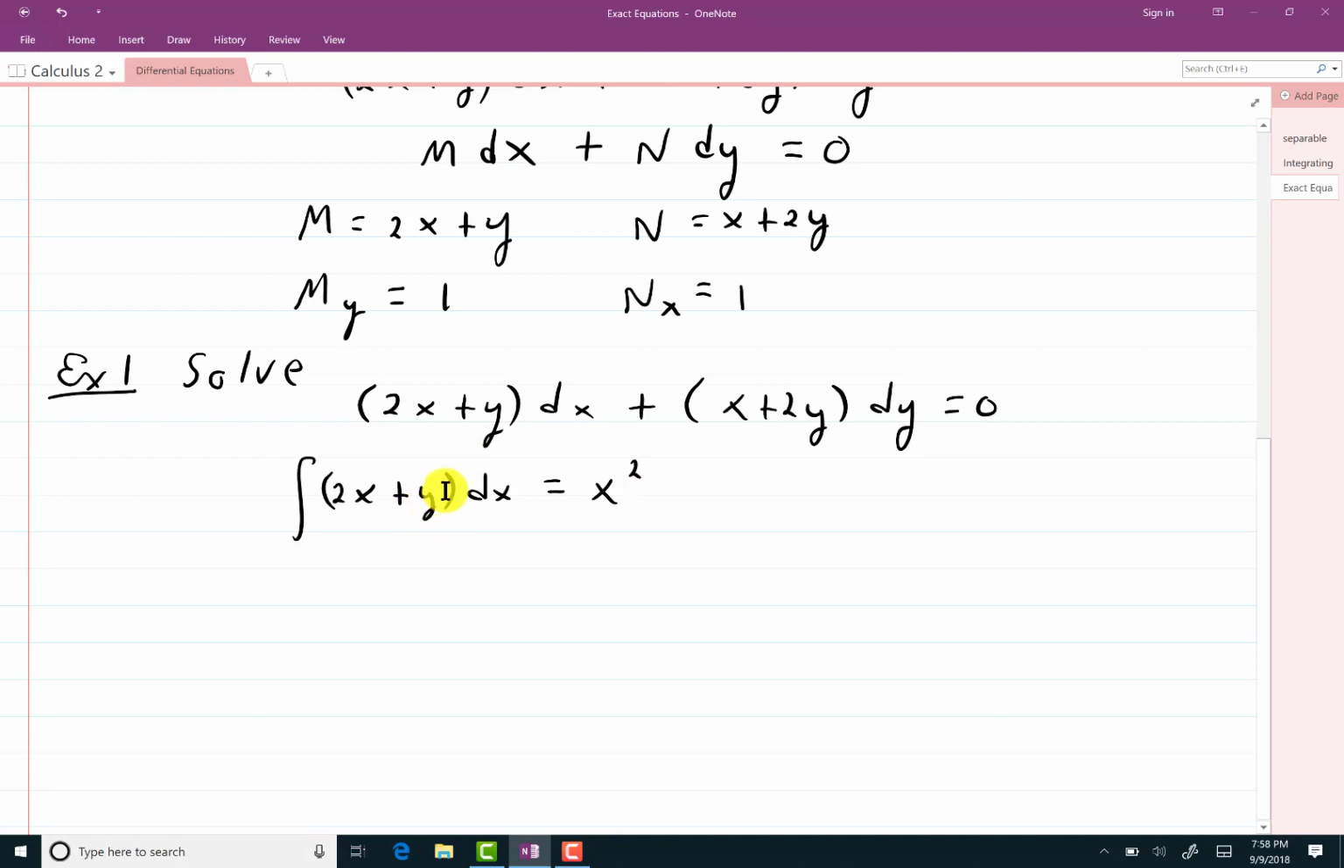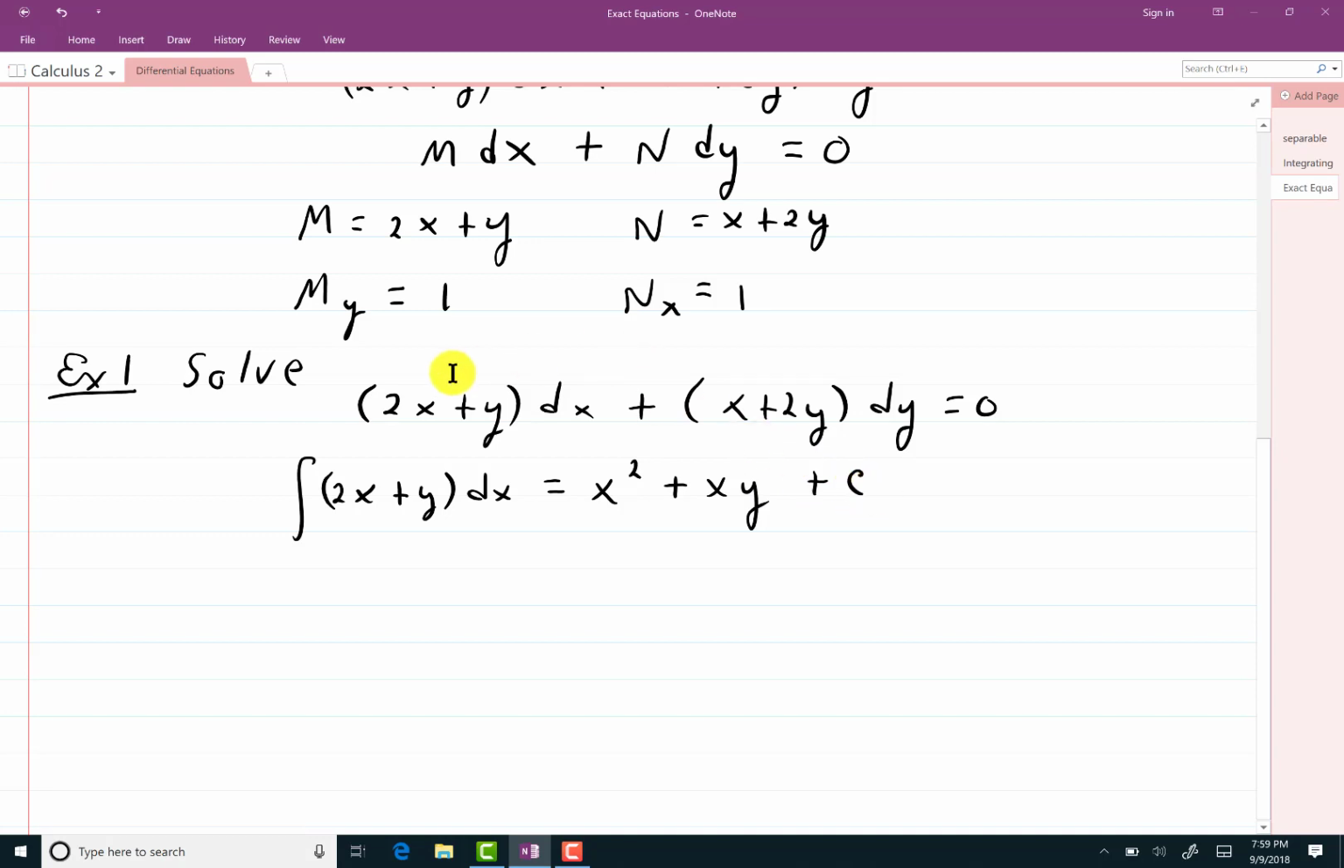But the y portion, it's like a constant. So if it were just a 1, for instance, or a 2, when you integrate it, it becomes 2x. So just like that, we're going to get x times y. Now there's one last piece.